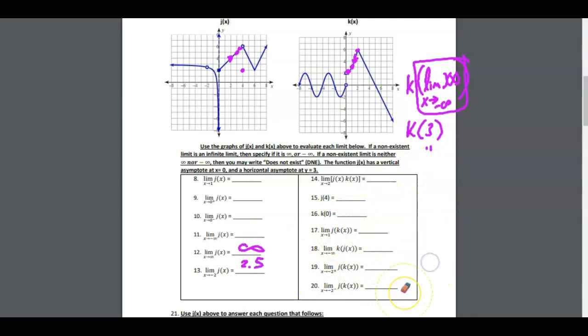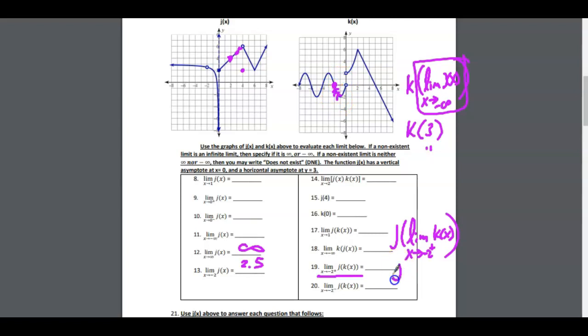Let's go ahead and move on to the next one. On this one, we're looking at -2 from the right. So I'm going to be approaching -2 from the right of my k of x function. Okay, so here we go. Here's -2, and I'm approaching it from the right. That would be here. So I'm approaching -2 and I land there. So I land at 0.